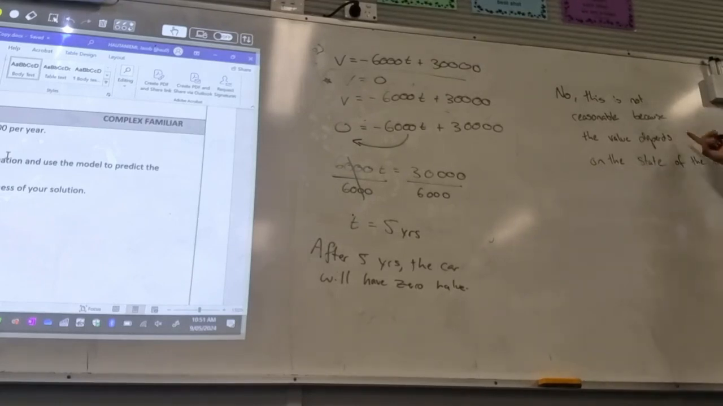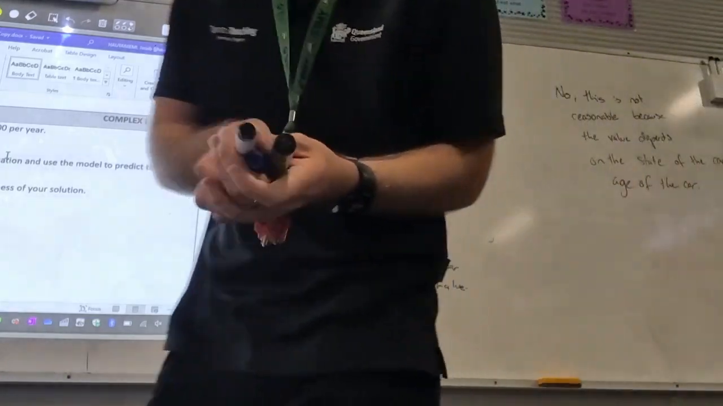Alright, so no, this is not reasonable because the value depends on the state of the car, the age of the car. In this case, I guess it's 5 years. But I guess the drivability of the car. Isn't that the same? The state, yeah, same thing. I'll leave it there. Okay, so no, it's not reasonable. So your last question on the Q learn for true or false, it is false. It is not reasonable. And that's it. I can now, I guess, give you guys some specific help.